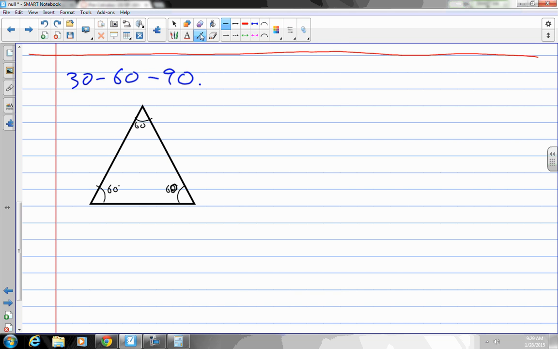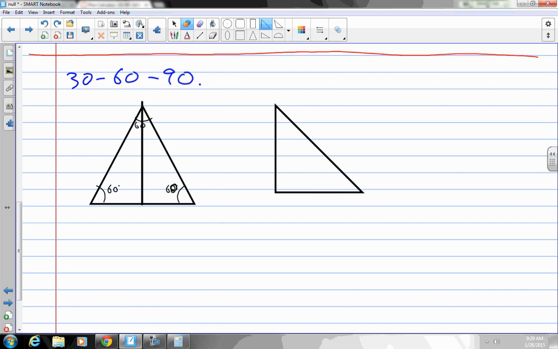And I'm going to bisect it. I'm going to drop a height from above. So I'm going to get a little triangle, something like that. Right, I have two smaller triangles.